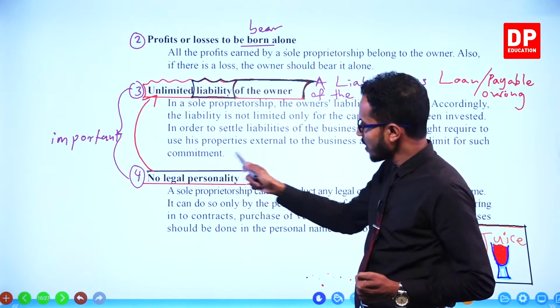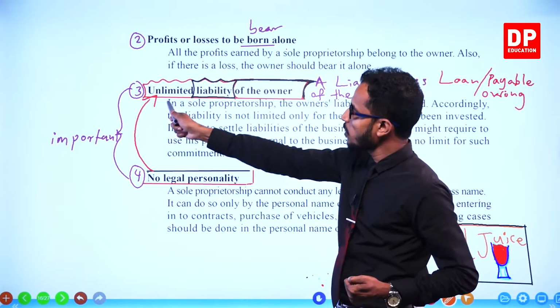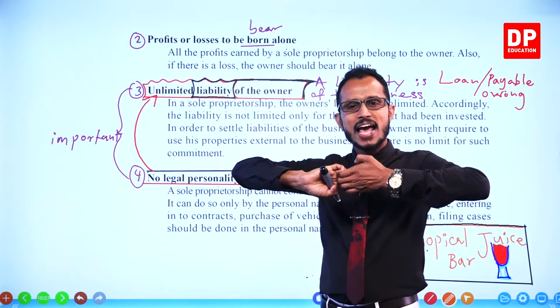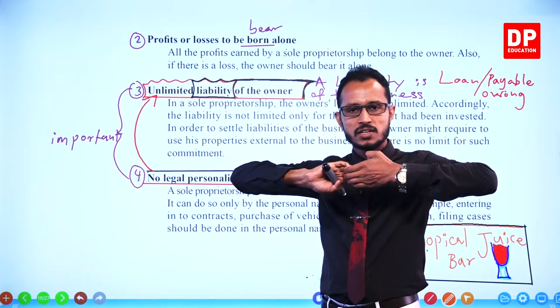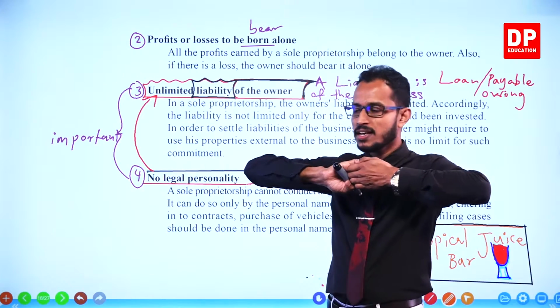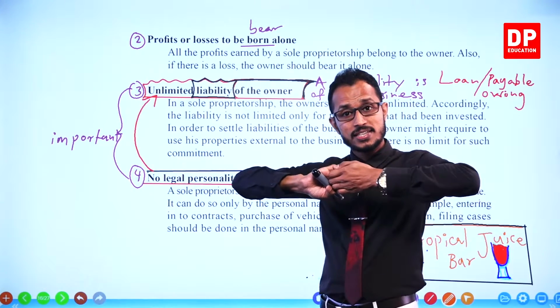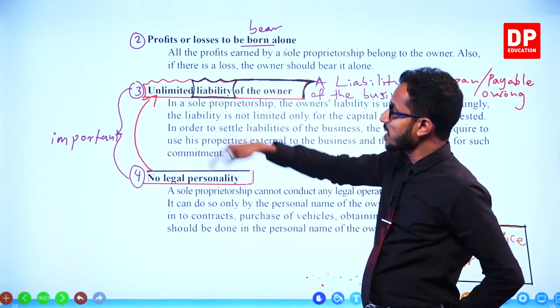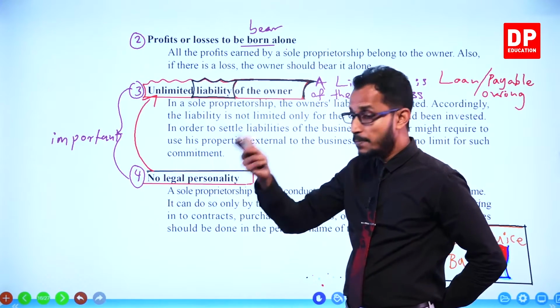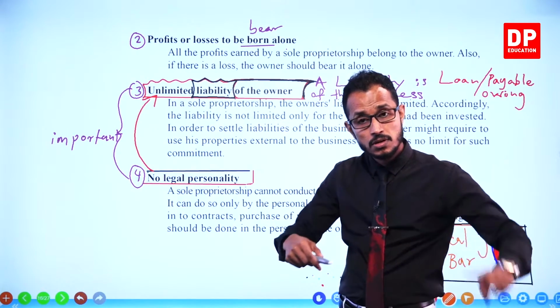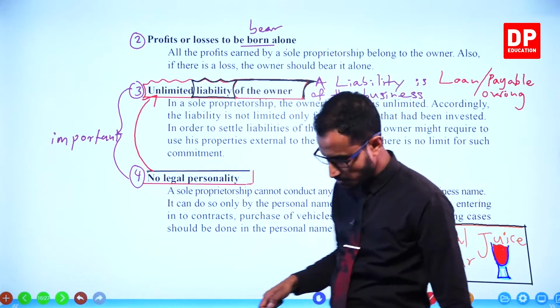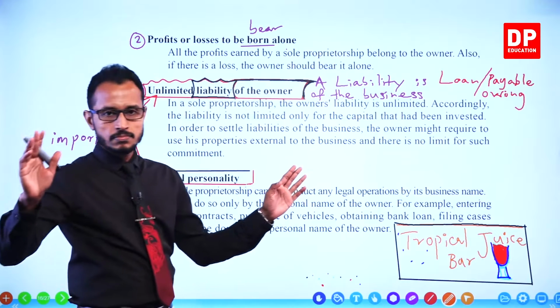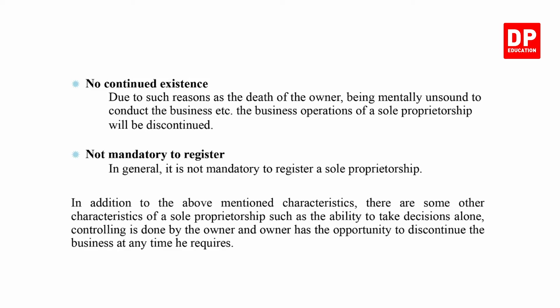Because there is no legal personality, the owner is bound to all the liabilities as the only person in the business. Business is not considered as a person. Owner has to bear all the liabilities and his liability is unlimited. Because there is no legal personality. There you go. Moving on.